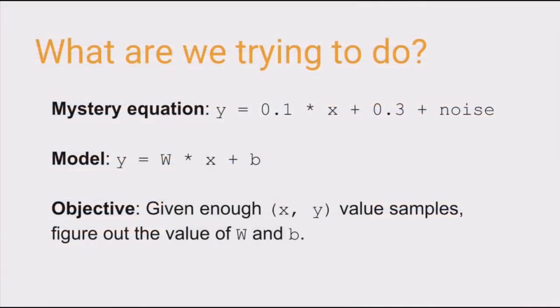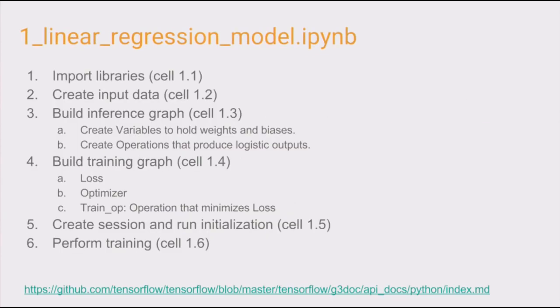But basically, this is what we are trying to do in the first lab. We will have a mystery equation. It's really simple. It's literally just a line. And I will tell you the formula, but I'm not going to give you the weight W and the bias B. All of you have learned by now, W stands for weight and B stands for bias. The idea is that if you're given enough samples, enough X and Y values, you should be able to make a pretty good guess what W and B are. So that's what we are going to do.